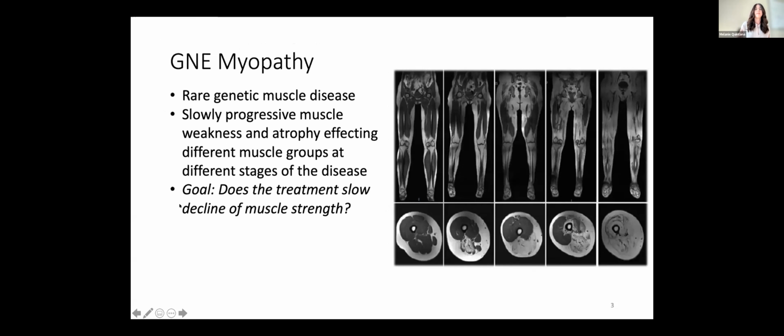And I know we had a bit of an introduction to GNE myopathy. Again, it's just a very rare genetic muscle disease. These are several images of individuals with GNE myopathy looking at their muscles and how those atrophy over time, with very slowly progressive muscle weakness and atrophy. It can differ by patient, but it does tend to start in the dorsiflexor, the ankle, where an individual may begin noticing that they're tripping because they're not able to lift their foot properly and use that ankle muscle.